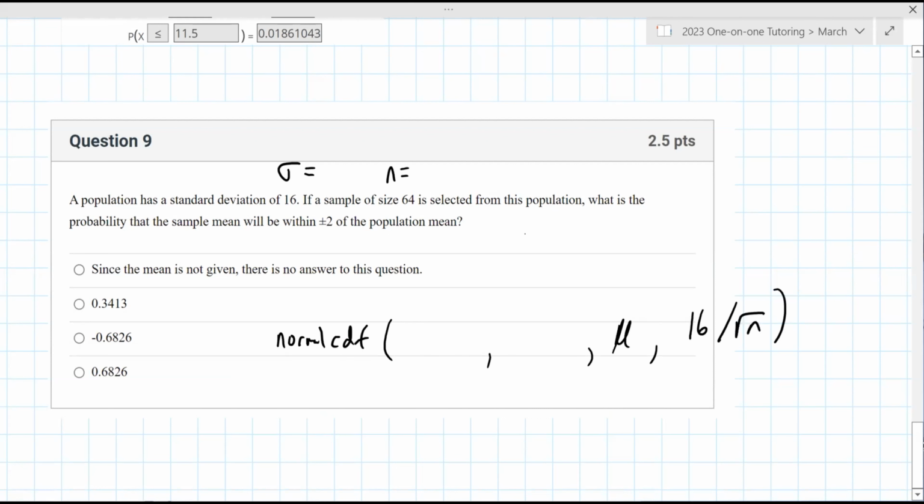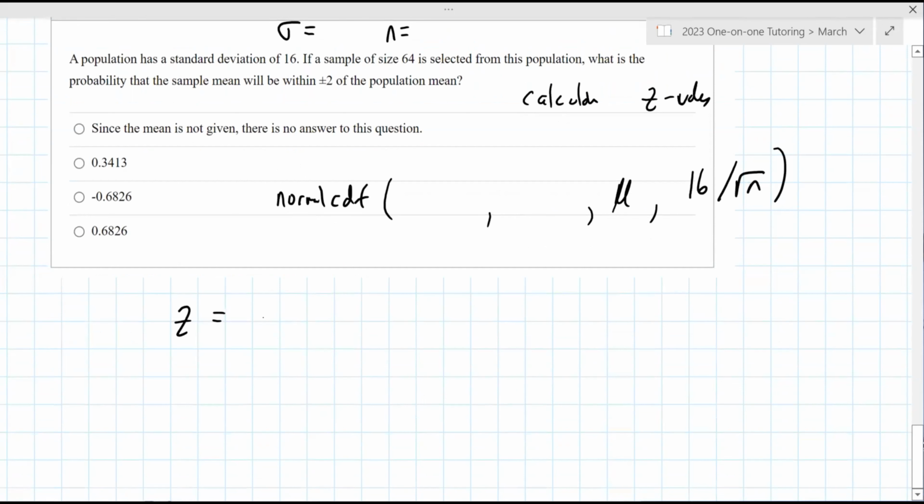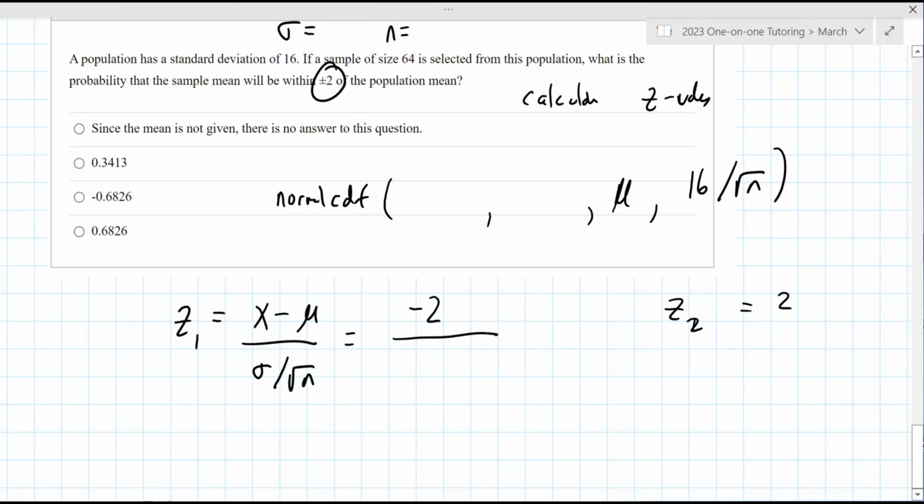So this one does require you to calculate z values. Your z is x minus mu over sigma divided by the square root of n. But this time, they're not even giving you x and mu. They're saying plus or minus 2. So for the first one, it's -2 on the top, and for the second one, it's +2. That's what x minus mu means. Let's say mu is 50. It's like saying 48 to 50. But we don't know, and we don't want to jump to conclusions on that.